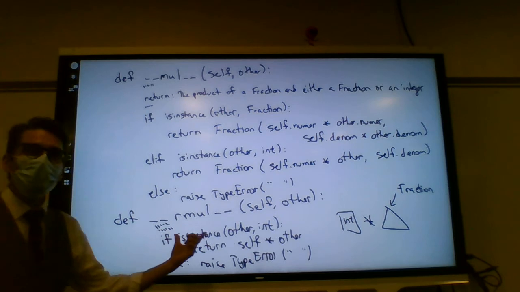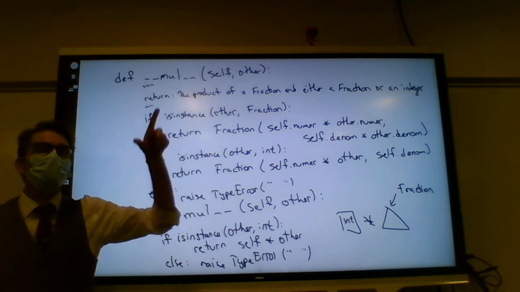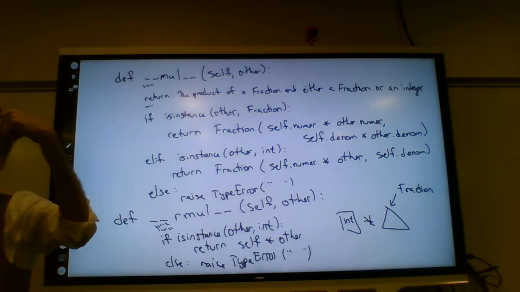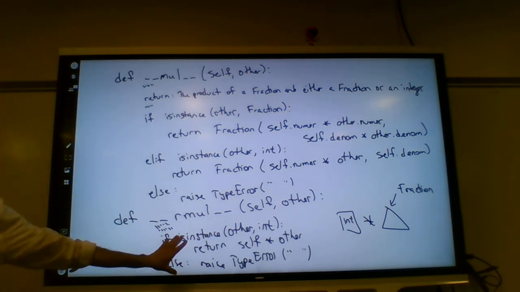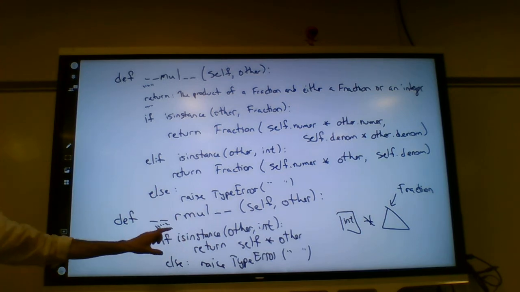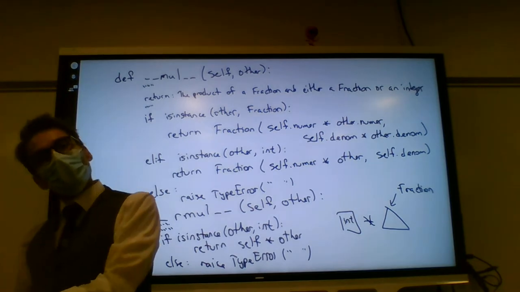Then we never get to this because this already took care of it, right? Then what we're thinking of now as being other really was self, so it wouldn't have mattered anyway. So we would never have gotten to this point. Does that make sense? So this only happens if the thing on the left is not already a fraction.